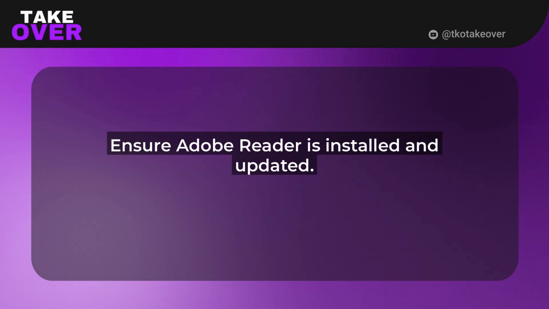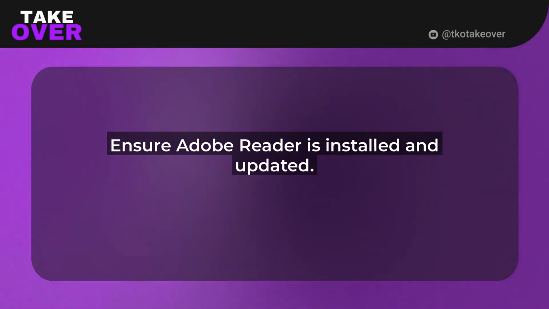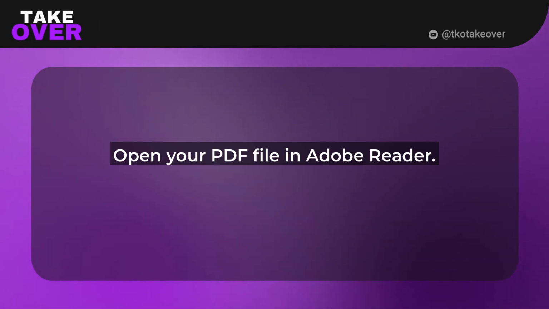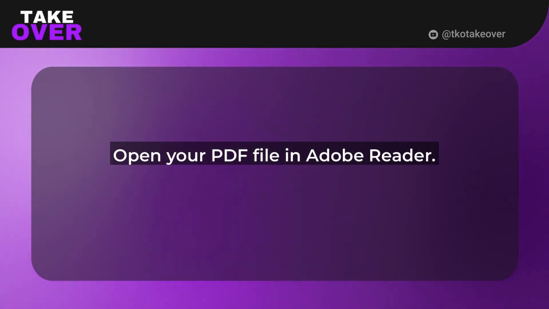Let's jump right in. First things first, make sure you have the latest version of Adobe Reader installed on your computer. If you don't, head over to the official Adobe website, download it for free, and install it quickly. Once that's done, open Adobe Reader and load the PDF file you want to convert. You can do this by clicking on File in the top menu and selecting Open, then browsing to your PDF.